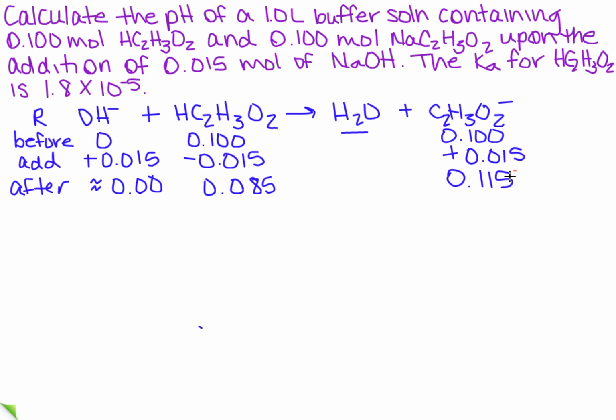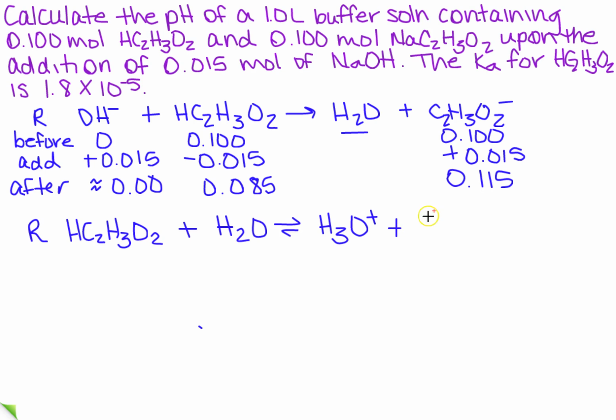So now we're going to use RICE. Remember, if we're looking for pH, we want to have something of the 2 initials given to us that will give us a hydronium ion. So we're going to start with the acid. It is in a solution, right? So I'm going to put it in water. That is in equilibrium with, I'm going to get a hydronium ion and the anion.